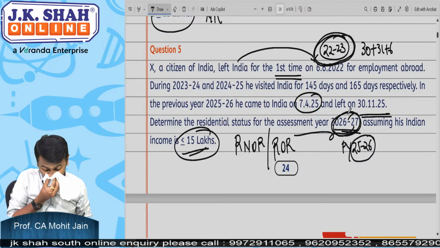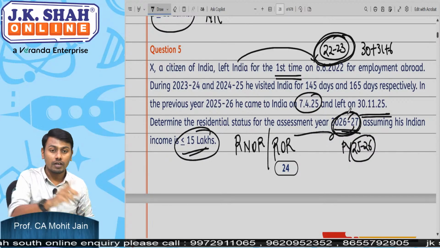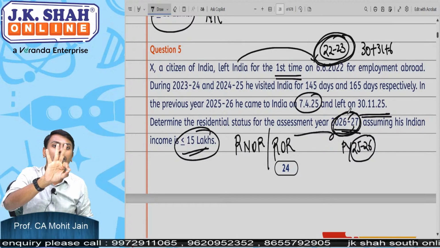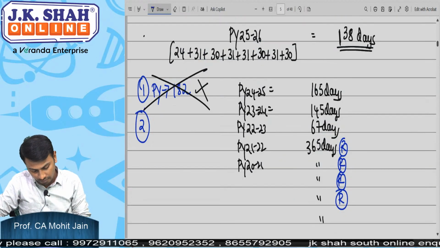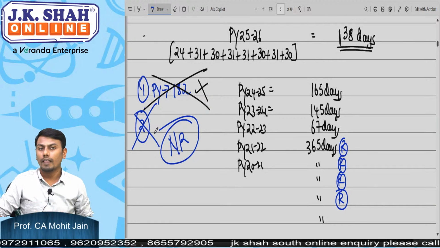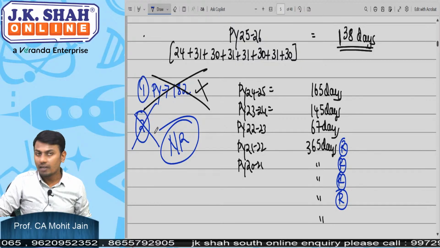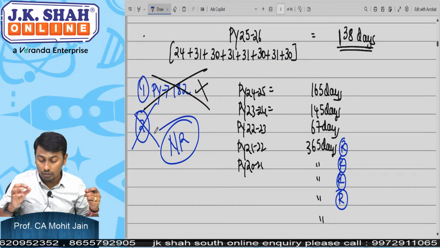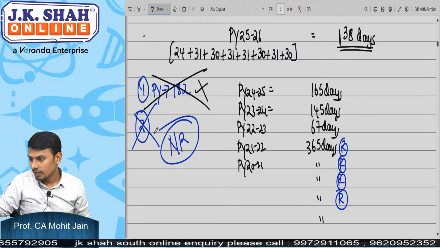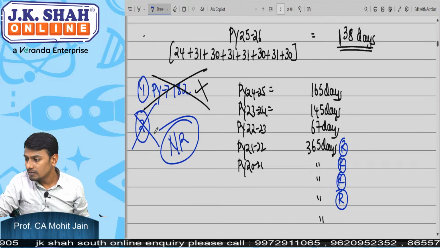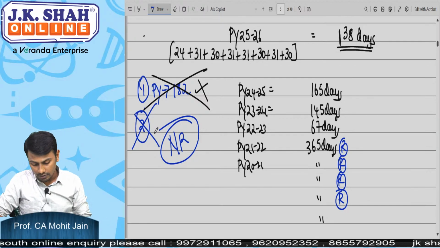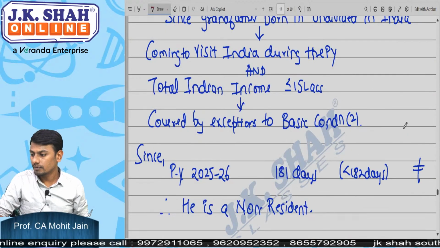So in the year 25-26, he is covered by exception, but not 1. Covered by exception number 3. So basic condition number 2 will not be applicable and he will become a what? Non-resident. Has everyone understood? All those of you who said exception number 1, you understood your mistake? Yes or no? Yes. People have understood. So please write down the answer now in your notes.